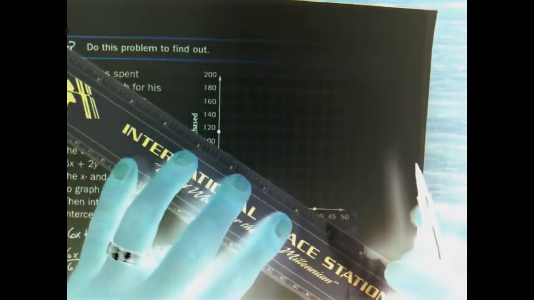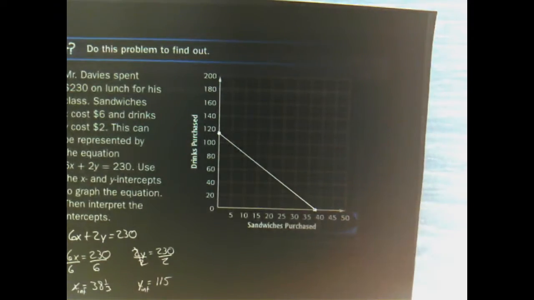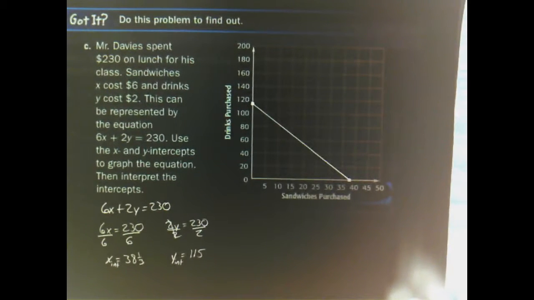So again, in a real life situation, we want to only connect our dots because we can't have negative drinks and we can't have negative sandwiches. Okay, that doesn't make sense in our situation, so we're not going to graph it.